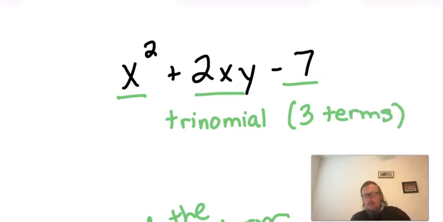Oh, I'm just realizing I wrote that in green and I wrote the other ones in blue. All of my type A people are going to be upset that I changed colors. Sorry about that, type A people. So this is a trinomial because it has 3 terms.